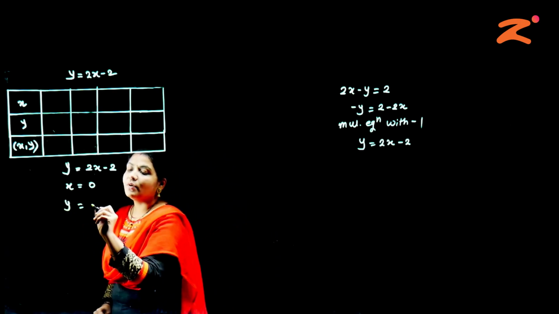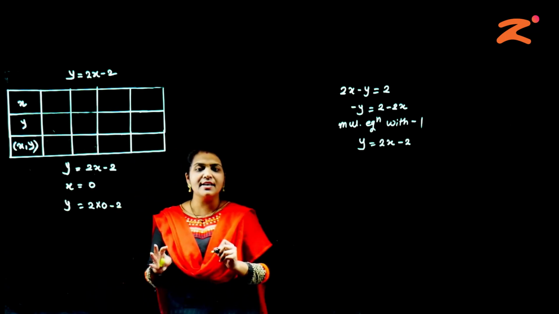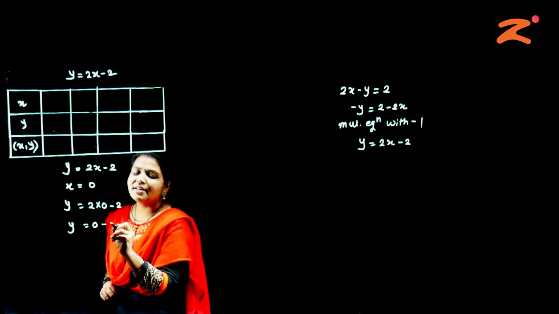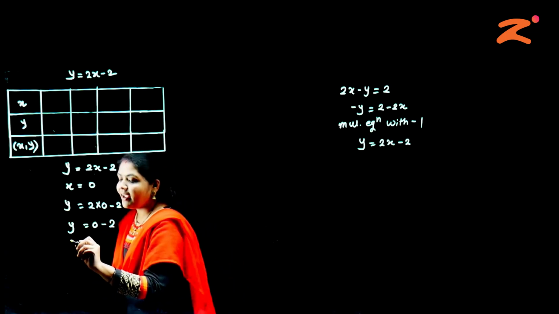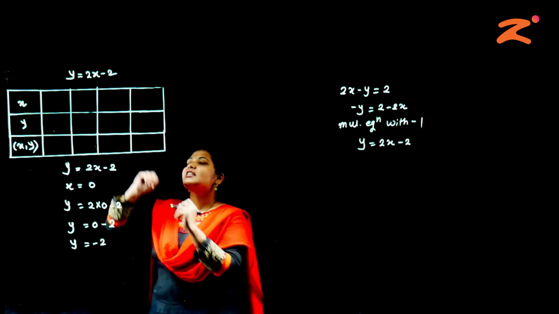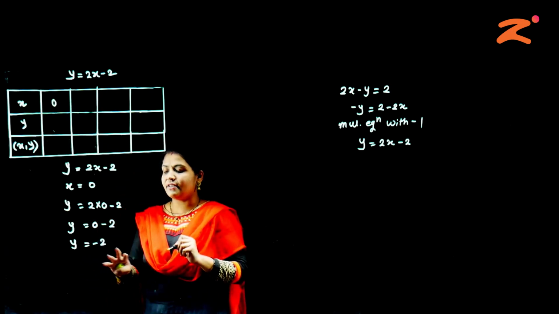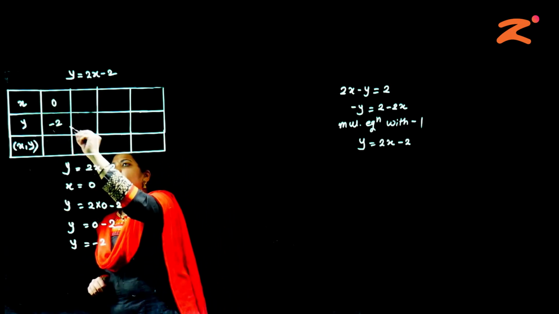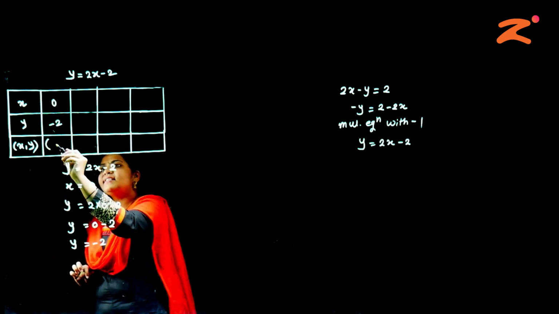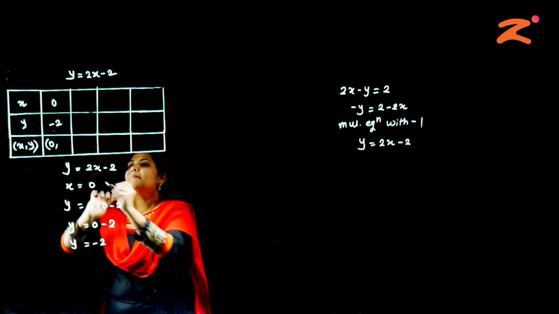y equals 2 multiplied by 0 minus 2. 2 zeros are 0. So y equals 0 minus 2. What is the answer? Correct. y equals minus 2. Here we will write in this table that we have chosen the value of x as 0 and y we receive as minus 2. Here we'll put in the column that the first coordinate is of x, which is 0, and the second coordinate is of y, which is minus 2.